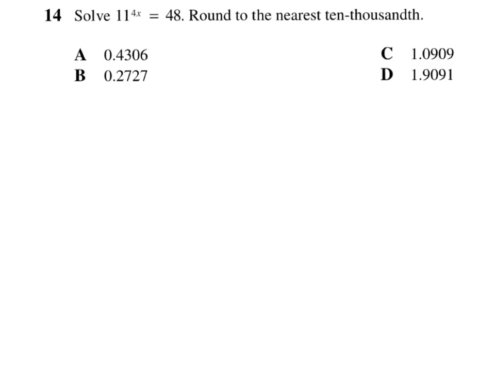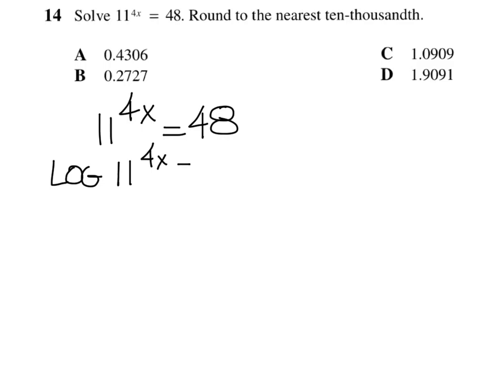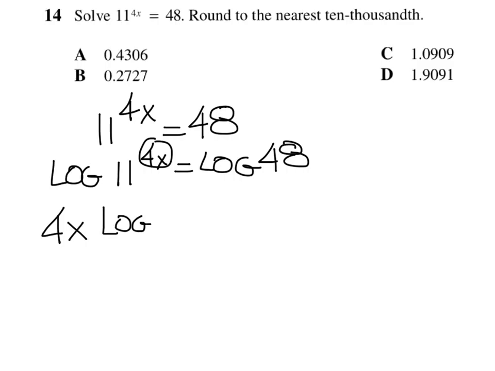Solve 11 to the 4x power equals 48. Round to the nearest 10,000th. Step 1 when you solve an exponential equation is to take the log of both sides. And remember by rule that when you have an exponent here, you can bump it out to the left. So make it 4x log 11 equals log 48.